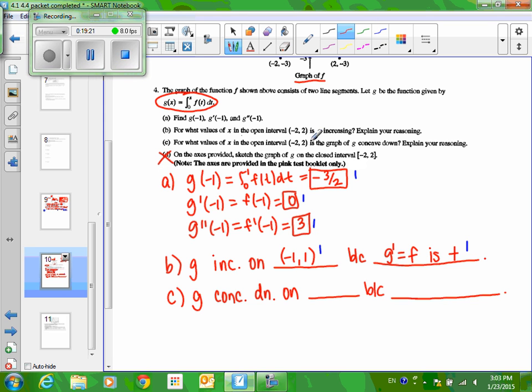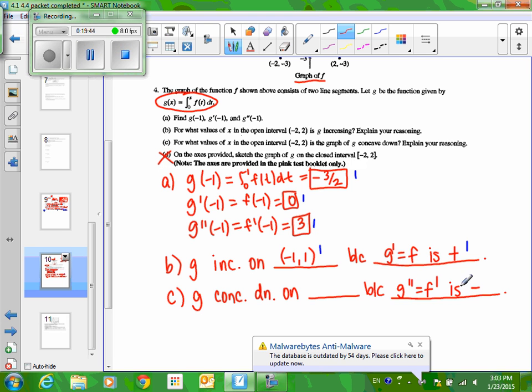All right, so then on the last one, concave down, what's our reasoning? So g double prime, which is f prime, it's not changing signs. That would be a point of inflection, but actually for concave down, it would be negative. Now, you could write this. You could say the slope of g prime is negative. That would have been acceptable.